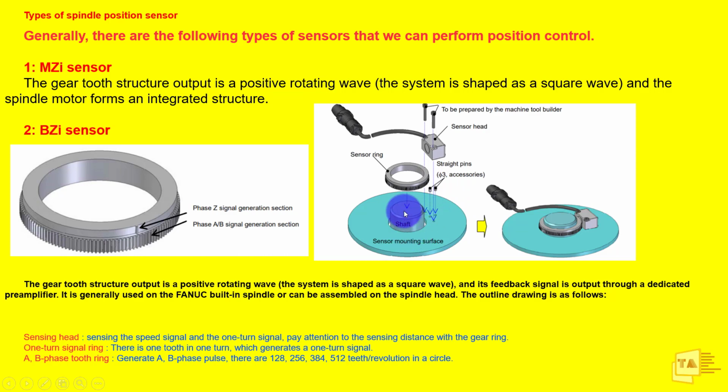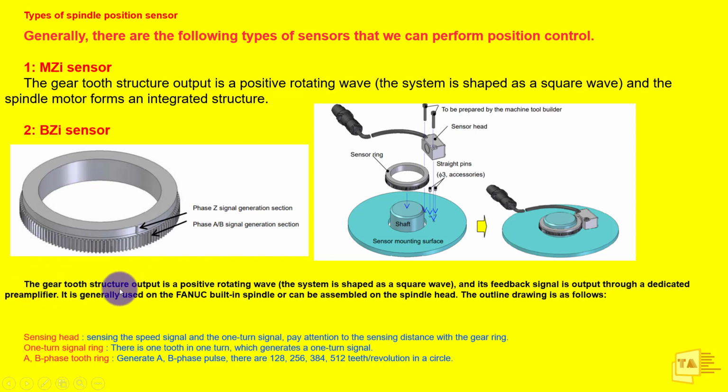This is a motor shaft. On this motor shaft we first mount a sensor mounting surface. On that mounting surface we fix the sensor ring. Once you mount the sensor ring, after that you should mount the sensor head, which gives the signal to the controller. This is the basic outlook of the BZI sensor or MZI sensor. When you open the back cover of the spindle, you may be able to find this.